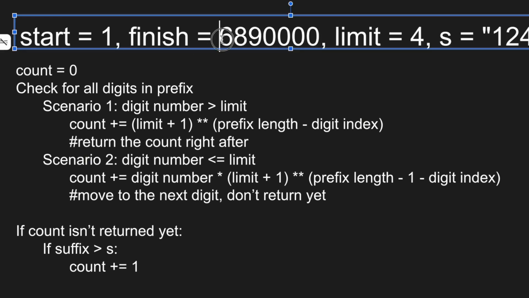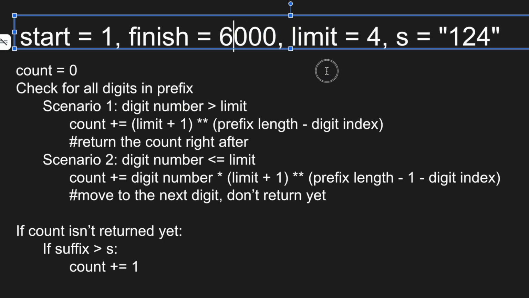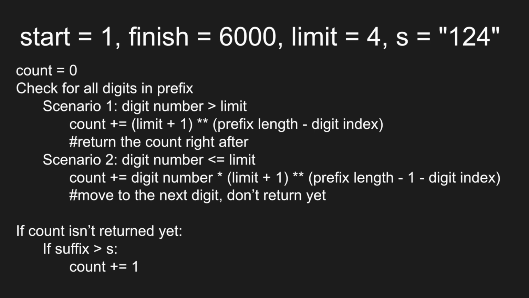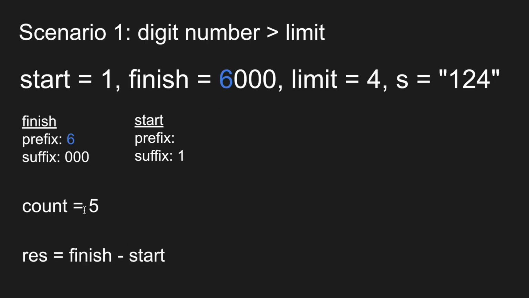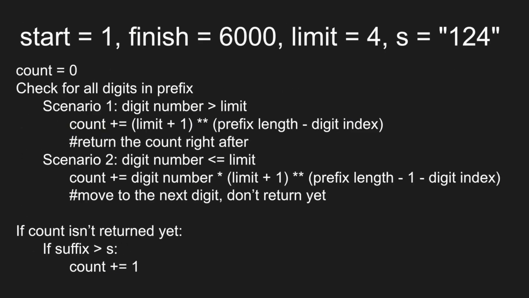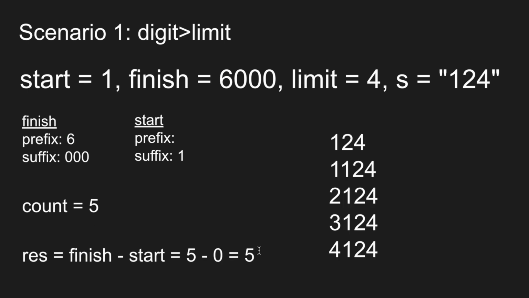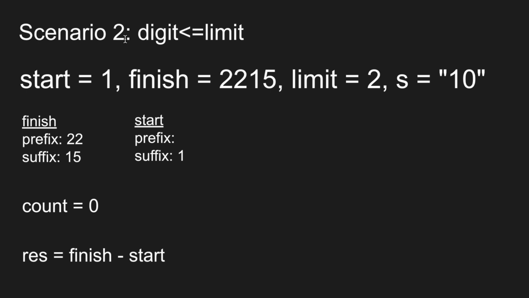So for example, this will be index 0, index 1, index 2, index 3, and then we will stop here because that's a suffix. But yeah, so index 0, 1 minus 0 is 1, and 5 to the power of 1 is 5. So we will add 5 to the count, and we can return count right away. And finish is 5, start is 0, so 5 minus 0 is 5. So we can return 5 as the result, and as you can see, there are 5 ways to arrange it that satisfy these constraints.